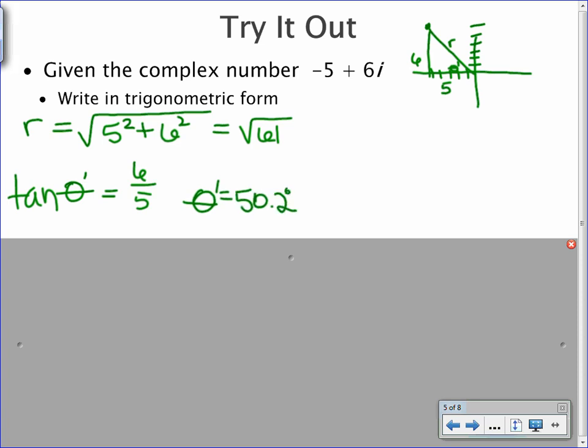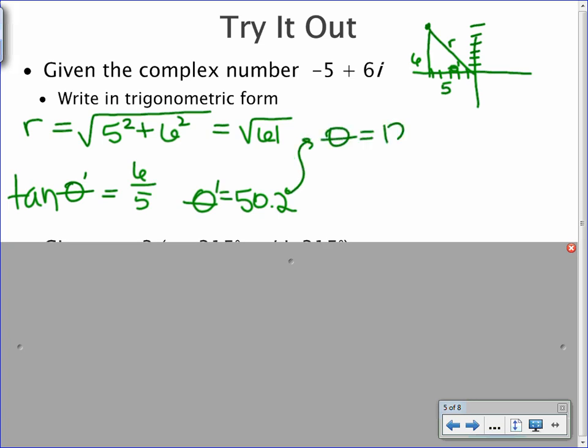Okay. So if our reference angle is 50.2 degrees, we're working with a number in the second quadrant. What is that angle of rotation? 129.8. Okay.